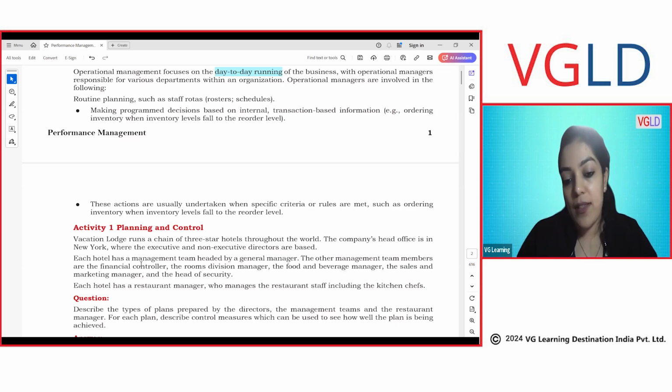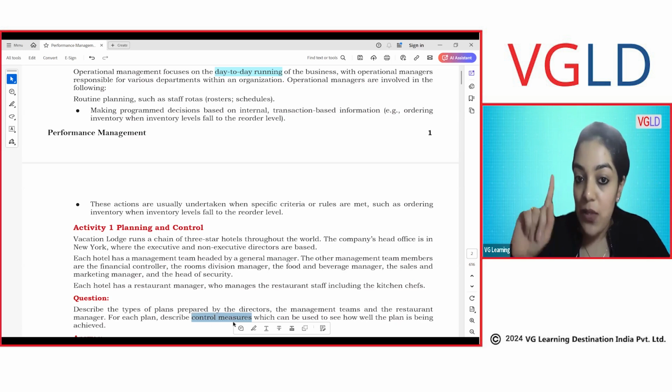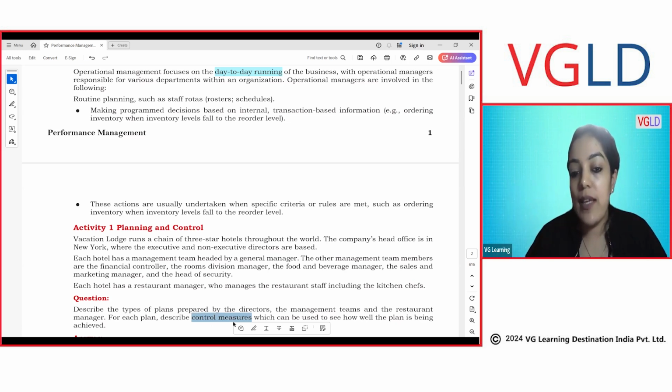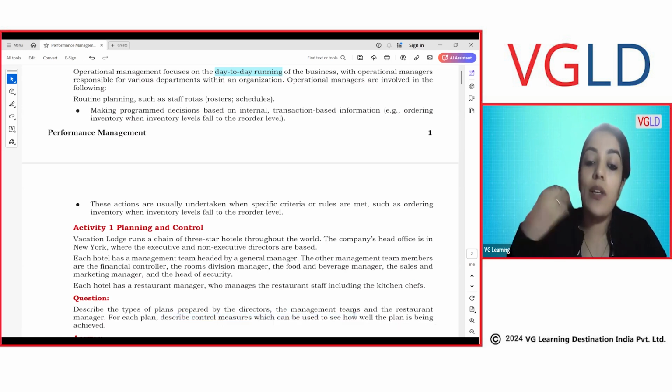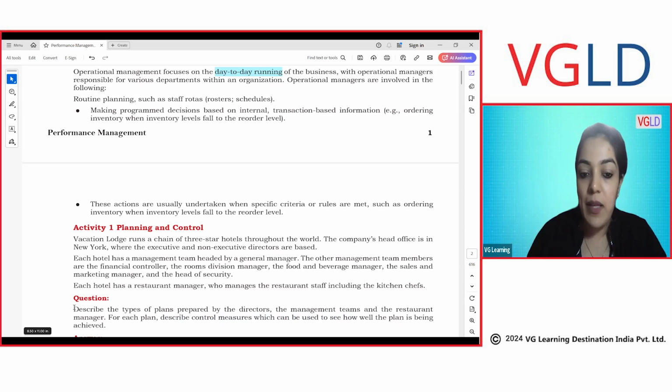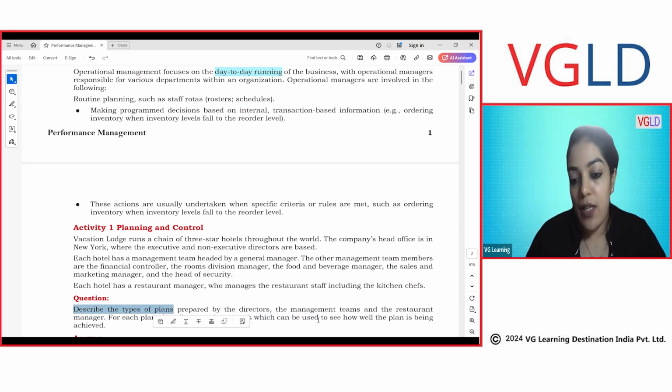For each plan, describe the control measures. Now you have to be very specific. You have to relate to the hotel's business. So for each plan, read the situation again and describe control measures which can be used to see how well the plan that you are suggesting is working. You have to describe the type of plans, and suggest the planning and the controlling activity for the company.